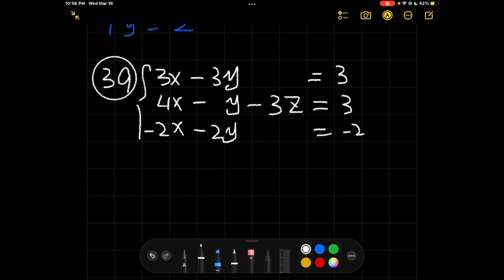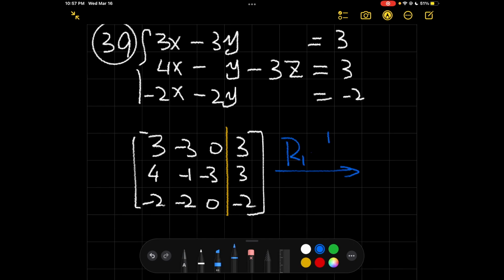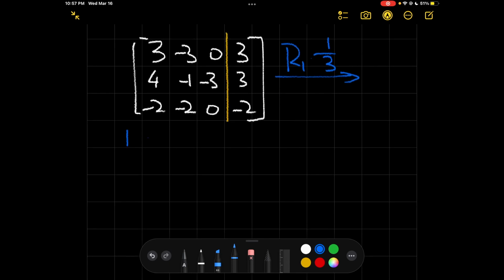We have 3 equations, 3 variables. Let's write the augmented matrix, which is 3, 3, negative 3, 0, 3, 4, negative 1, negative 3, 3, negative 2, negative 2, 0, negative 2. So we'll try to make the first row a leading one and then get a pivot point. So what we can do is row 1 times 1/3, which leads to 1, negative 1, 0, 1. And second row, third row.